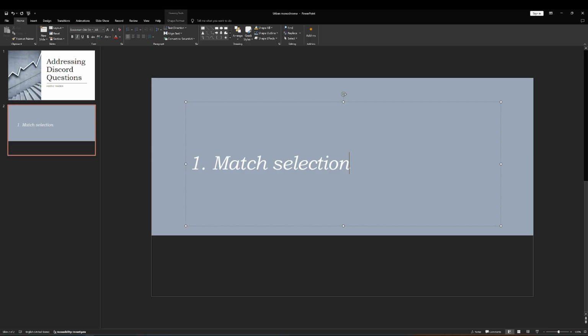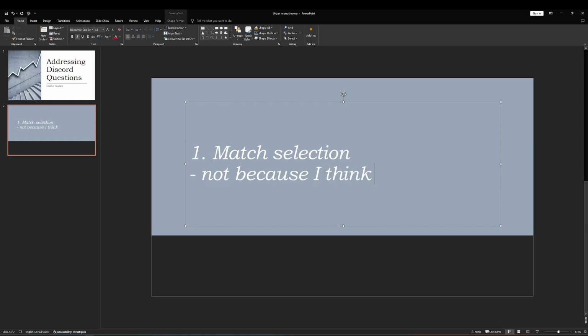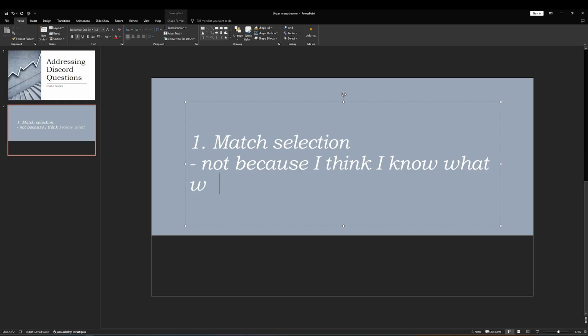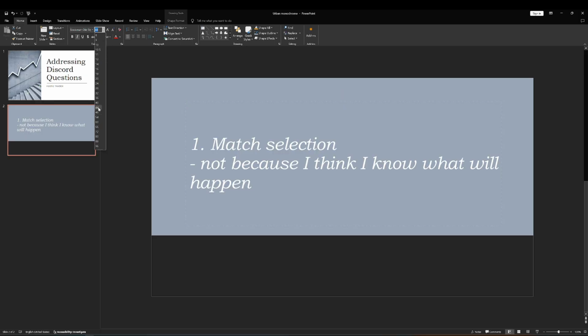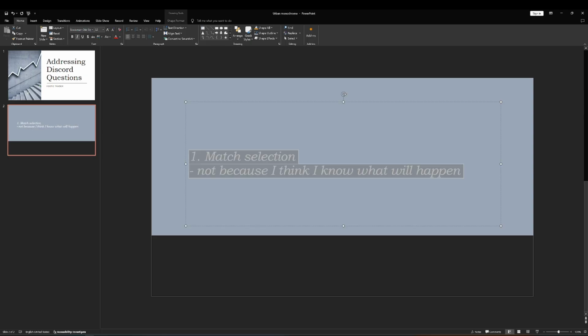You need to think this way for a football match, exactly the same way. So why do I want to get involved? Not because I think what will happen. Not because I think I know what will happen. And this font is probably too big, but let me try. Why is it?